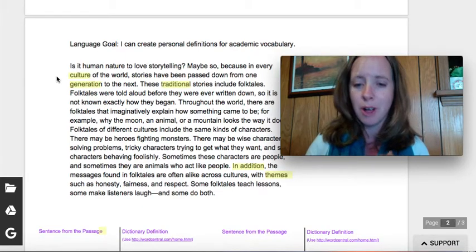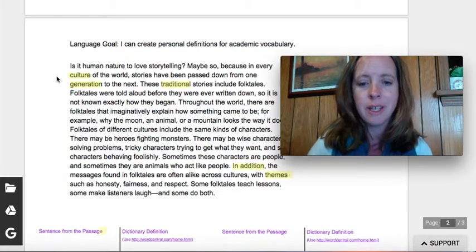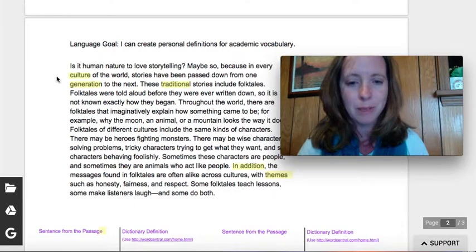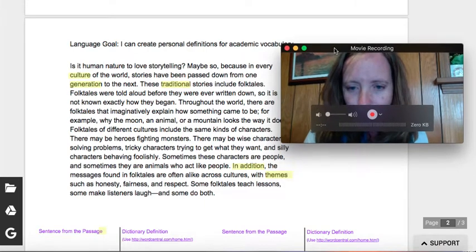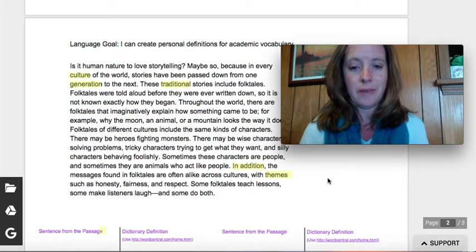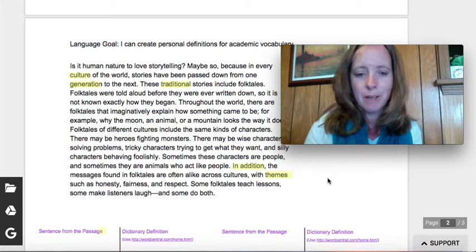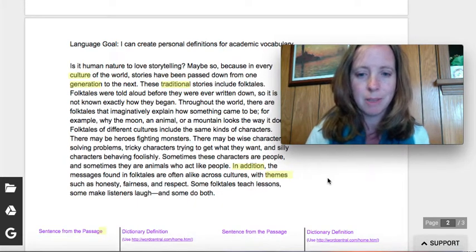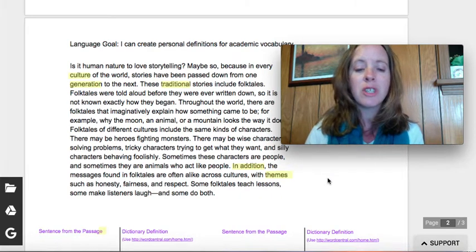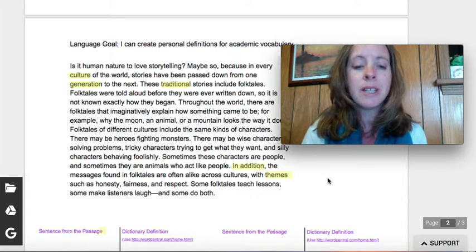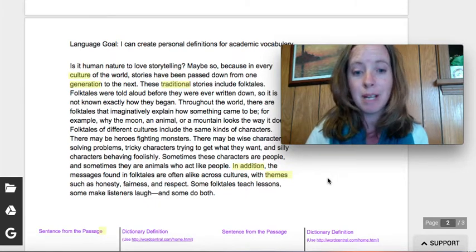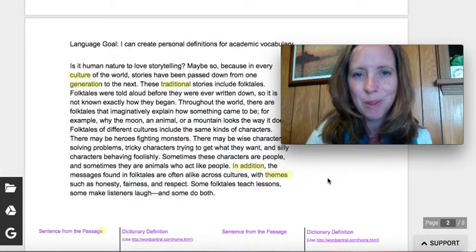Folk tales of different cultures include the same kinds of characters. There may be heroes fighting monsters. There may be wise characters solving problems, tricky characters trying to get what they want, and silly characters behaving foolishly. Sometimes these characters are people, and sometimes they're animals who act like people. In addition, the messages found in folktales are often alike across cultures, with themes such as honesty, fairness, and respect. Some folktales teach lessons, some make listeners laugh, and some do both.